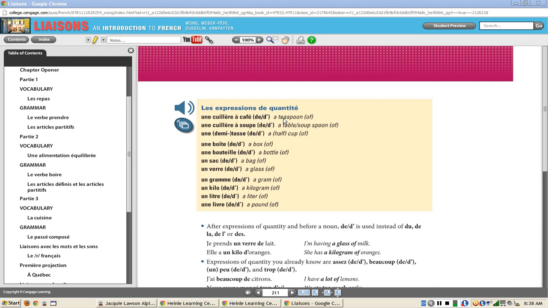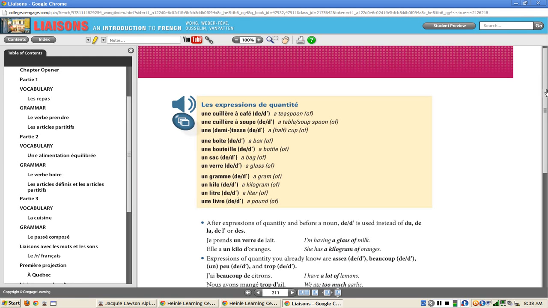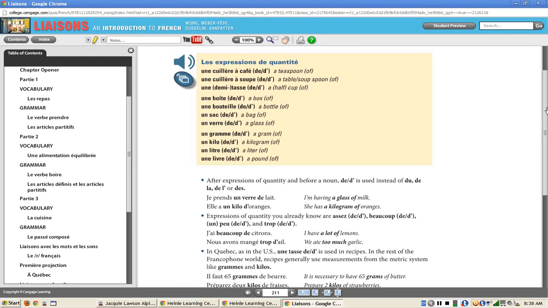So you'll be used to, if you live in France, talking in terms of un gramme, un kilo, un litre. That's how they measure everything. Une livre is how they talk about pound for the British and the Americans. Here are some examples. Je prends un verre de lait. Elle a un kilo d'orange.